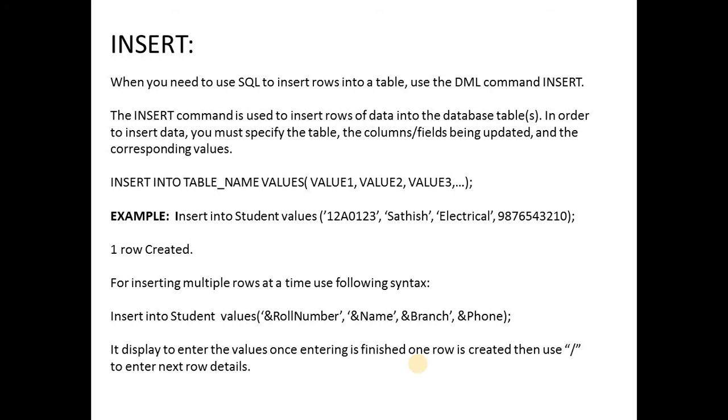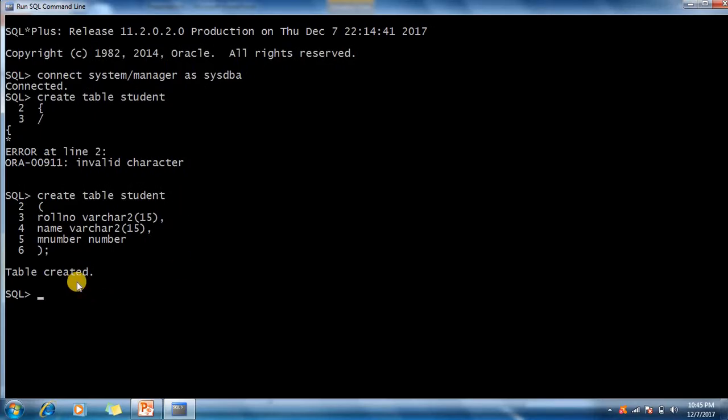Next, if you want to insert another row, just use slash, and then you can again enter the values. So we'll just do insert here. In this example, I have a branch here, but in this particular table we don't have branch, so that's why we have only 3 here. So no need to worry. Okay, you can add branch also in this. Branch is also varchar.